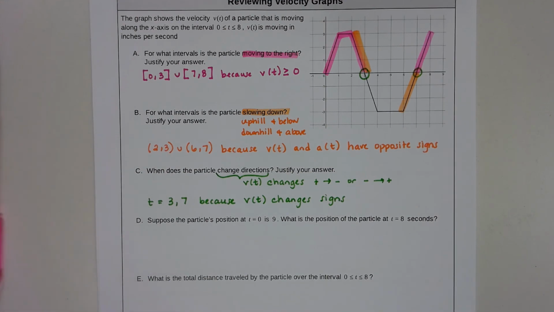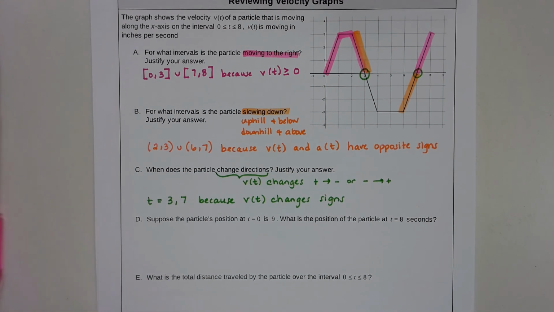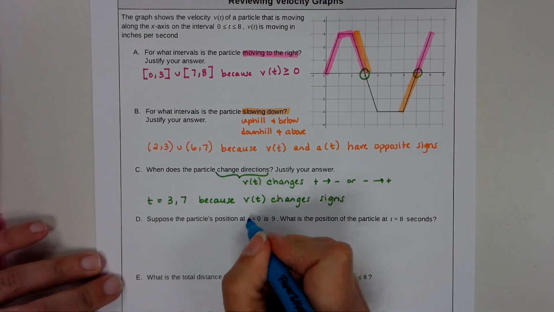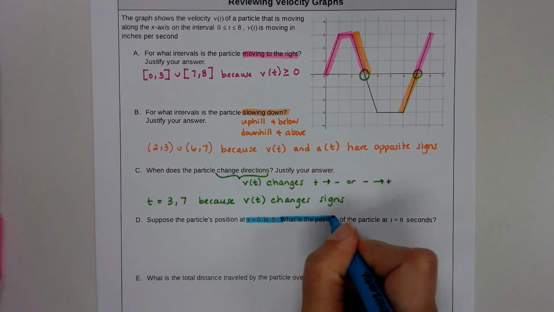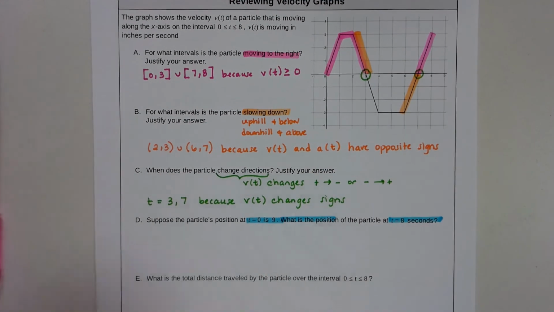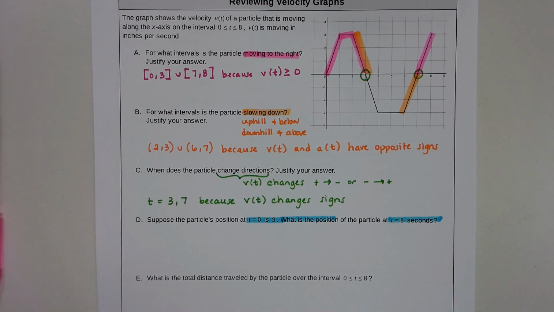Now that's kind of a review. All three of those questions are things that we've talked about before earlier this year. The next question is one of our new ideas. The next question says, suppose the particle's position at t equals 0 is 9. So what they're doing here is they're giving me an initial value. When t is 0, I know the position. What is the new position of the particle at t equals 8? So they're asking me to find the new position.